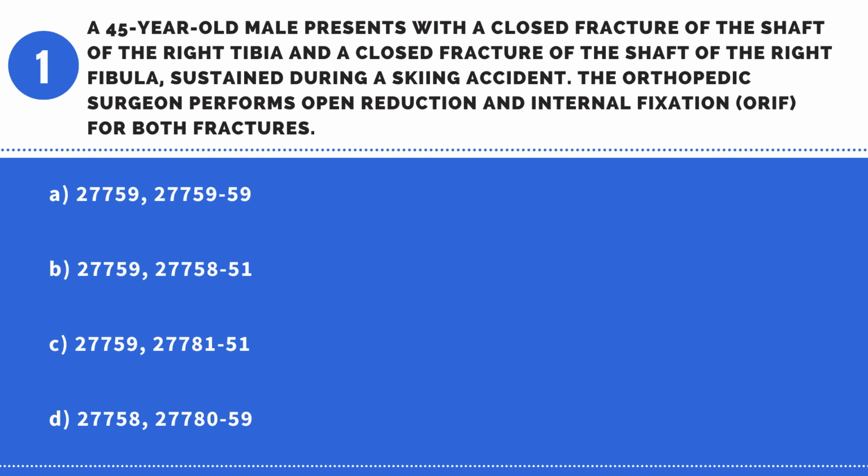Question 1. A 45-year-old male presents with a closed fracture of the shaft of the right tibia and a closed fracture of the shaft of the right fibula, sustained during a skiing accident. The orthopedic surgeon performs open reduction and internal fixation, ORIF, for both fractures.